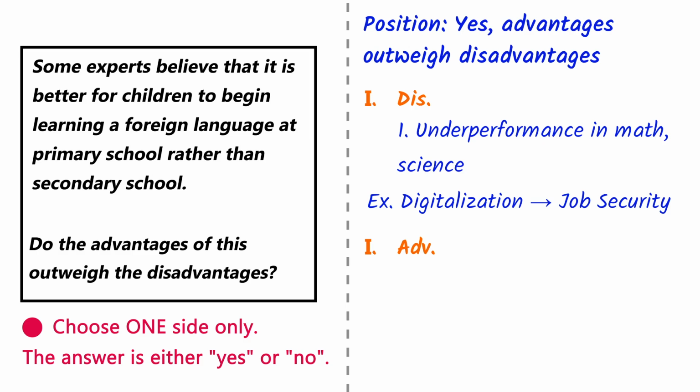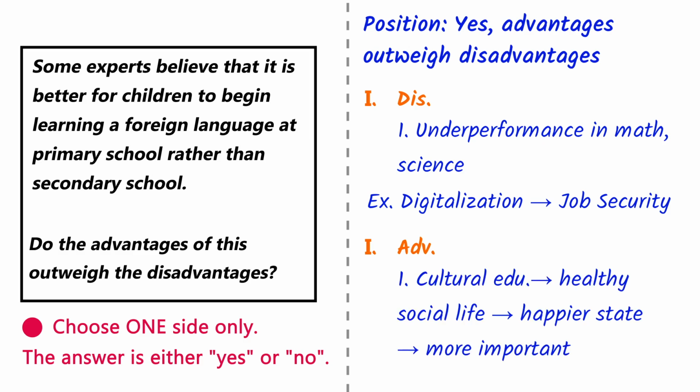And what are the advantages of learning a foreign language? Well, my main idea is that it is cultural education. It educates children with the culture, all right? And it leads to a healthy social life, all right? And then it will lead to a happier state. And then we'll talk about some more important things about this. So you see how I write my outline based on the second template I told you about.